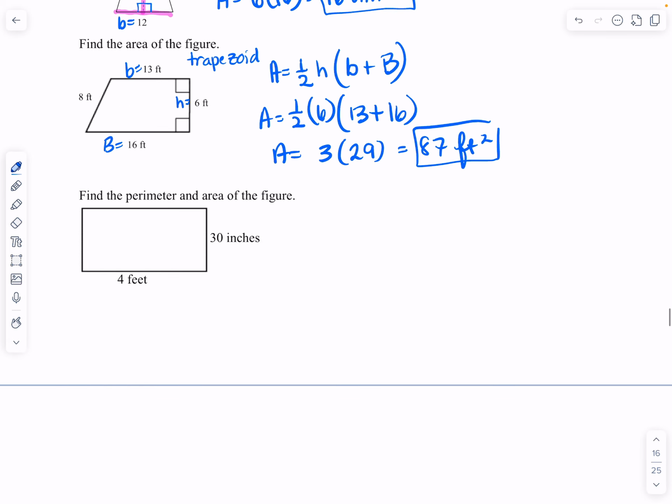Find the perimeter and area of the figure. Well, it's a rectangle. So the perimeter of a rectangle, the shortcut is 2 times the length plus 2 times the width. Before I do that, though, this one's tricky. And why I'm saying that is because if you look at the units, they are of different units. So my advice is to turn everything into inches first. Okay?